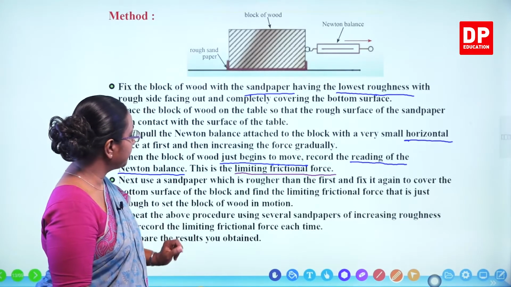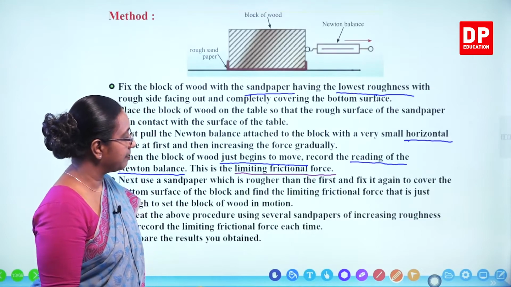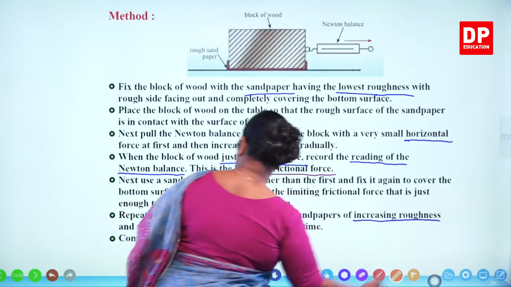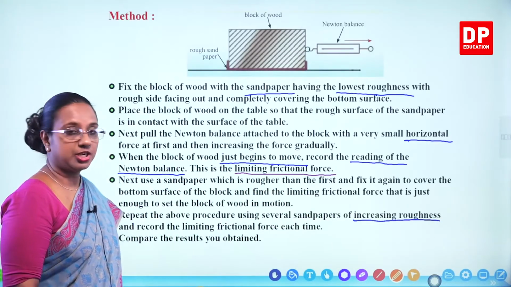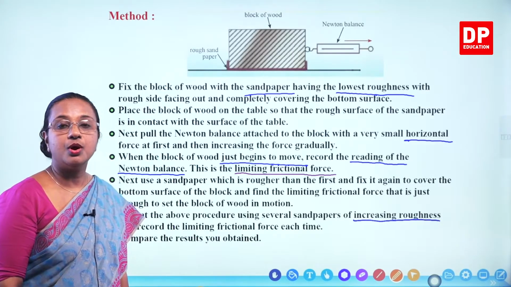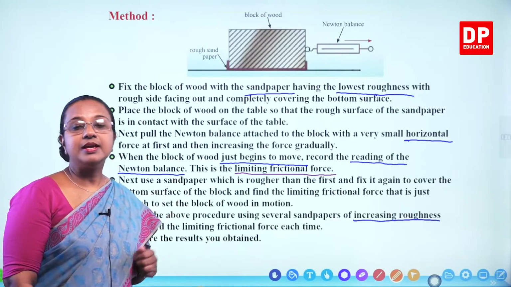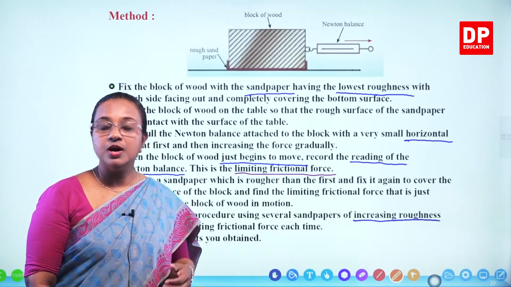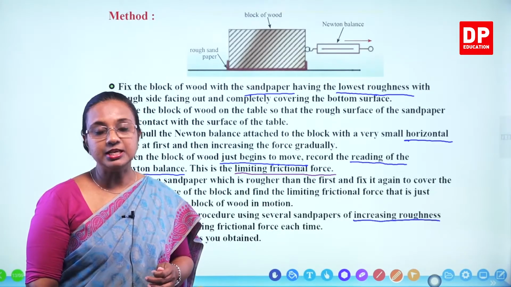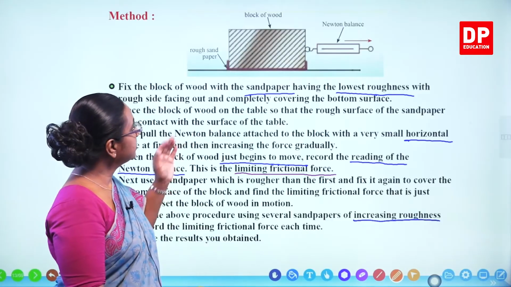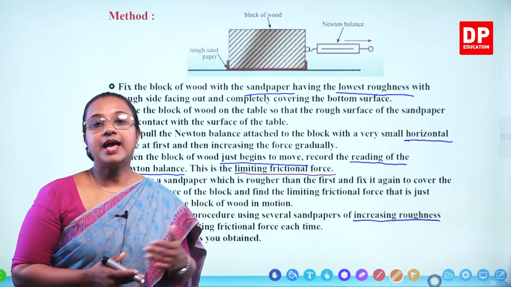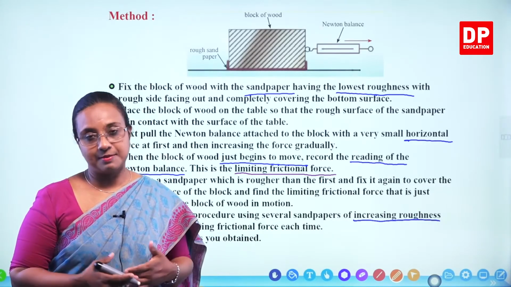Repeat the above procedure using several sandpapers of increasing roughness and record the limiting frictional force each time. Compare the results you obtain. So when we compare the results, we will know how the nature of contact surface affects the limiting frictional force. So this is again a simple activity. Let us now carry out this activity in the lab.